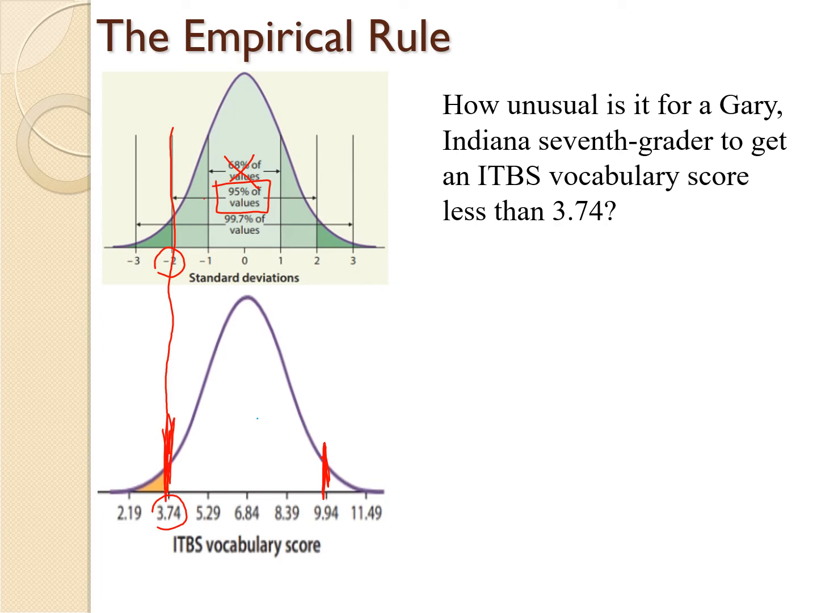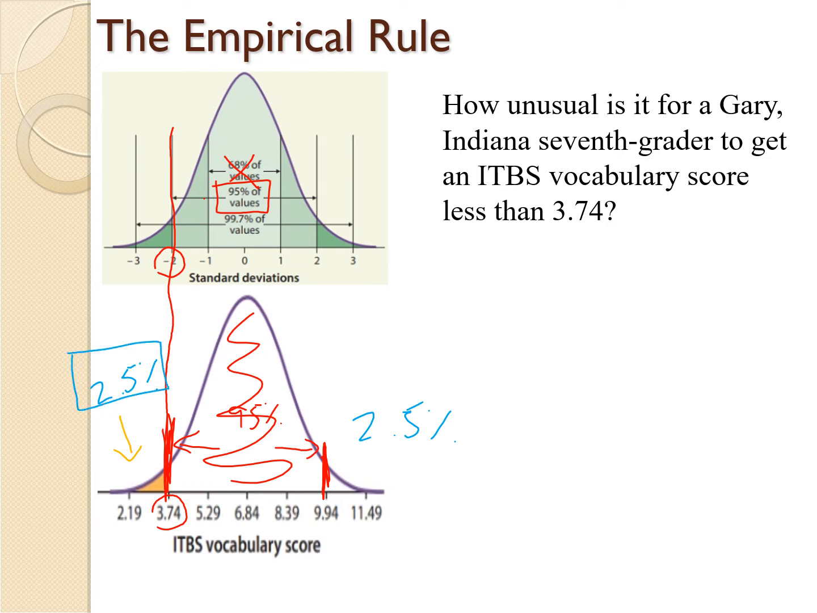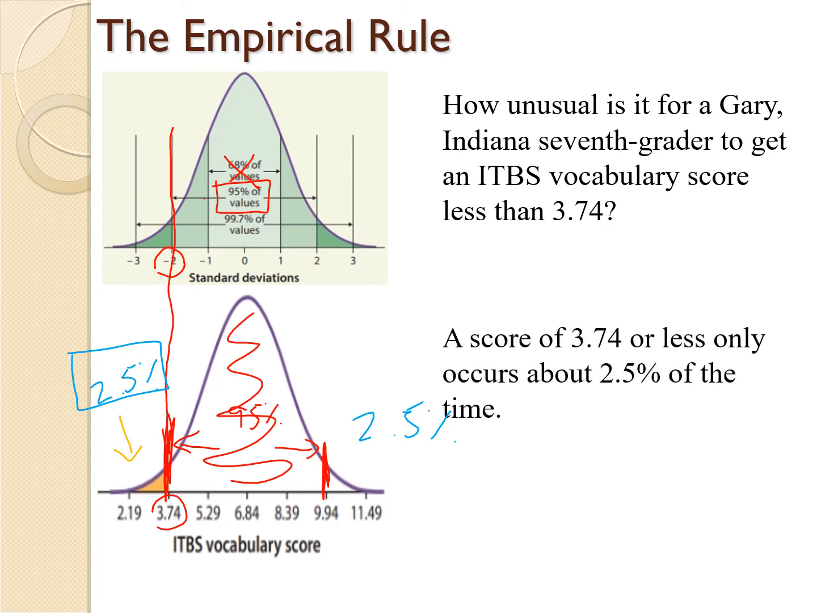So from here to here, about 95% of all students fall into that section. But that's not the section we want. We want this yellow part over here. And the nice thing about this curve is it's perfectly symmetric. So if we know that there's 95% in the middle here, we know that there's 5% left over outside of that middle. And that 5% is going to be split evenly, right in half, where 2.5% is on that left side, 2.5% is on that right side. So from that empirical rule, we can estimate about 2.5% of students score 3.74 or less on this test.